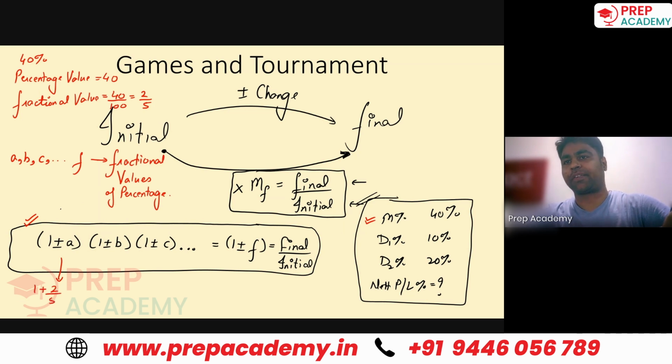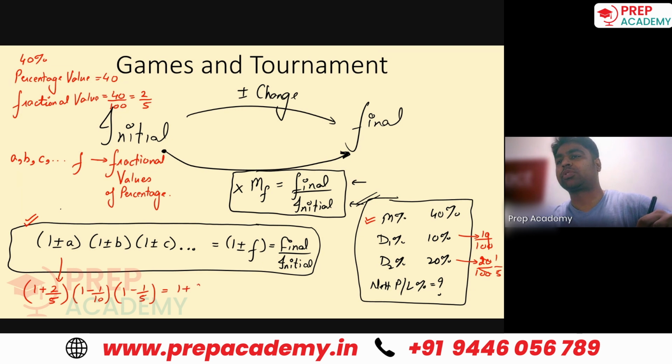Okay. So if I use this formula now, instead of 40 percentage, what will I write? 1 plus 2 by 5. Why plus? Because it is markup. Then 10 percentage is 10 upon 100, you will get 1 upon 10. Write 20 percentage as 20 upon 100, you will get 1 upon 5. So this would be 1 minus 1 upon 5.